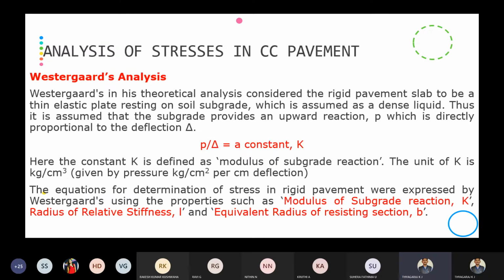Then Westergaard, a famous scientist, analyzed this cement concrete pavement by assuming that a thin elastic plate is resting on a viscous media or dense liquid, and he arrived at some important terms. One is the modulus of subgrade reaction, second is the radius of relative stiffness, third is the equivalent radius of resisting section. Okay, he arrived at these formulas or these terms.